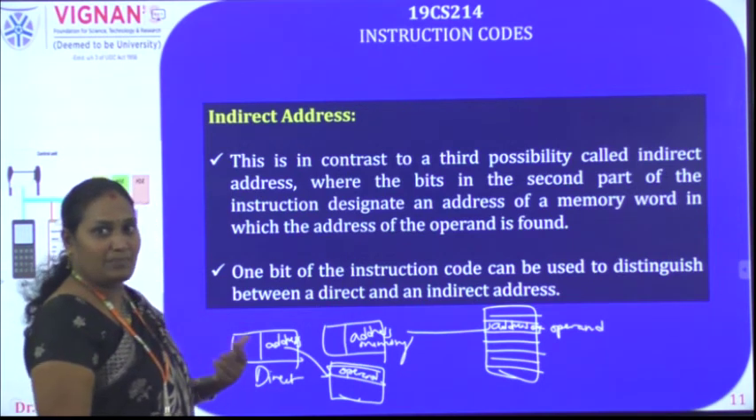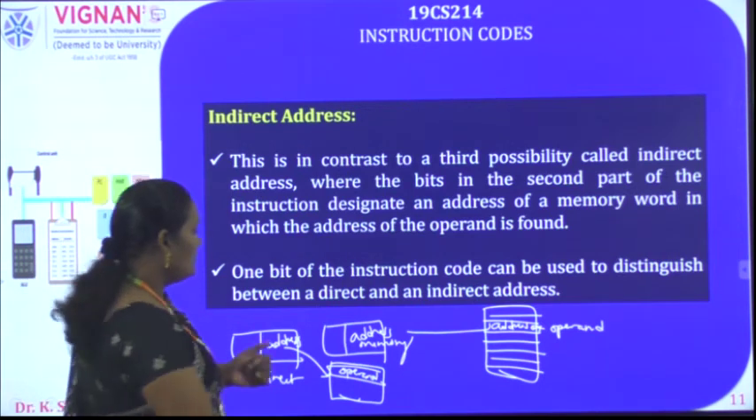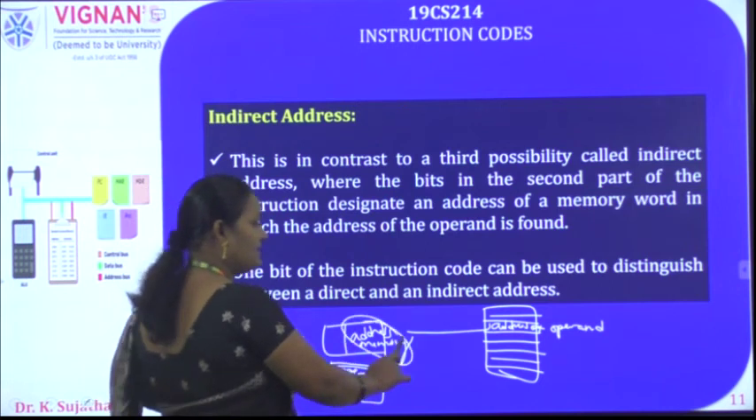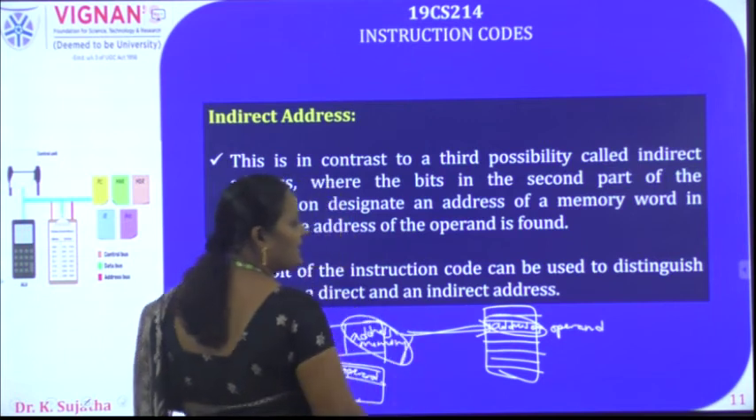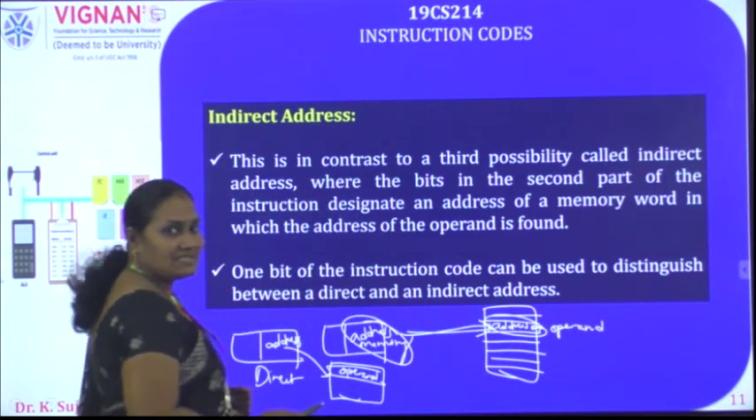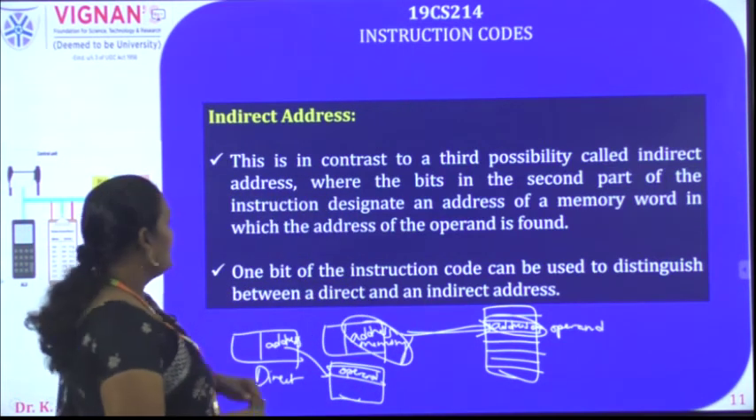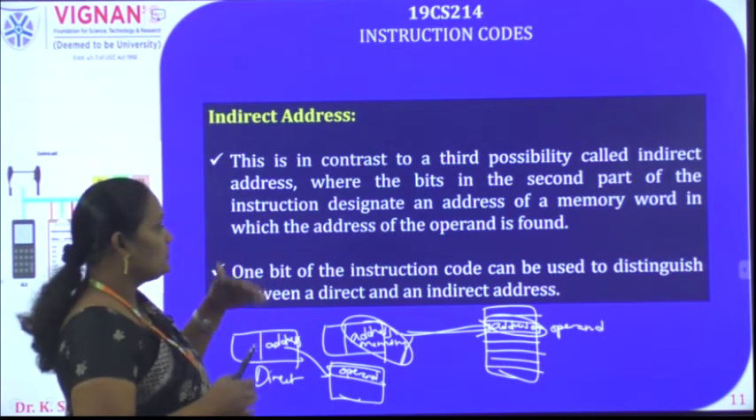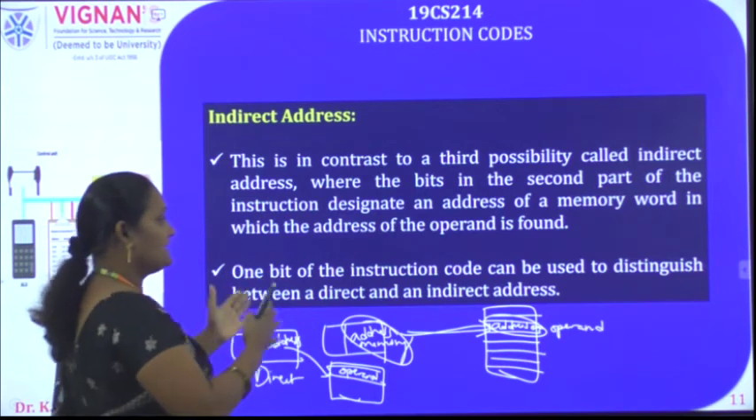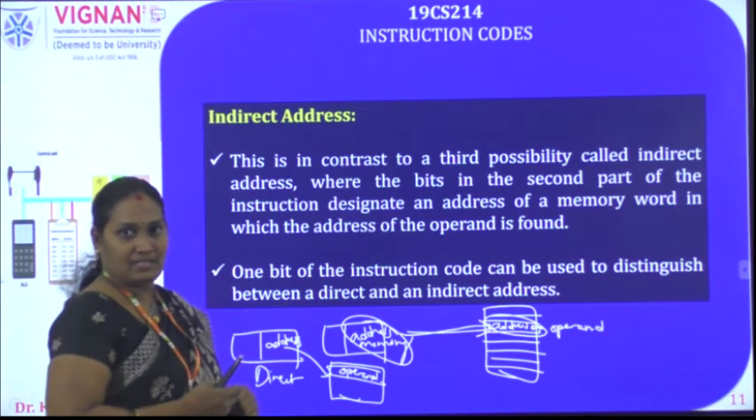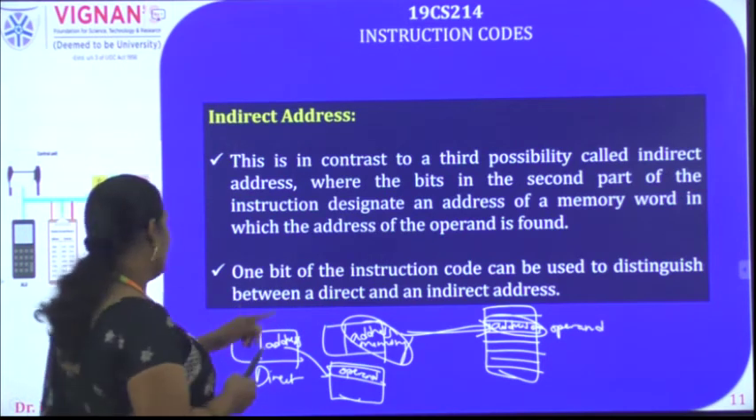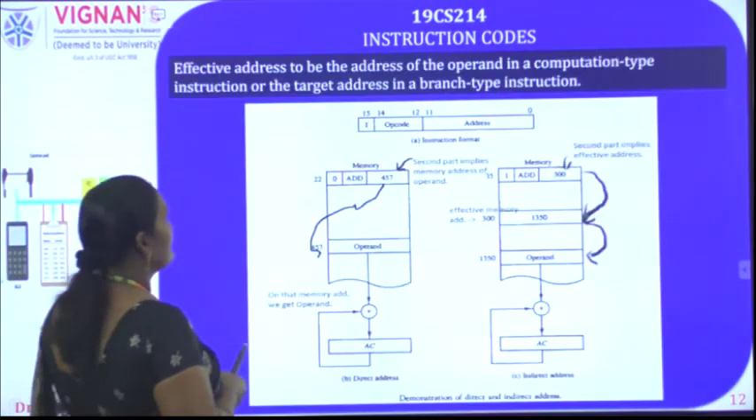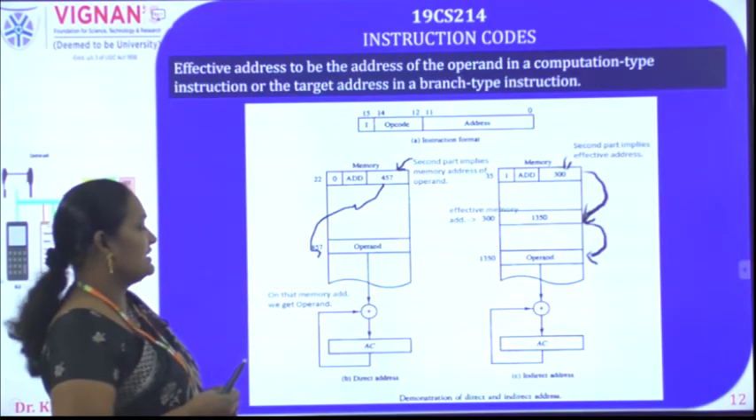But sometimes we represent indirect addressing. Now here we have the address of memory. If you go to that address, there you will find the address of the operand. If you go to that address, there you will find the operand. Now, how do we differentiate direct addressing and indirect addressing? We need one bit in the instruction code to differentiate them.